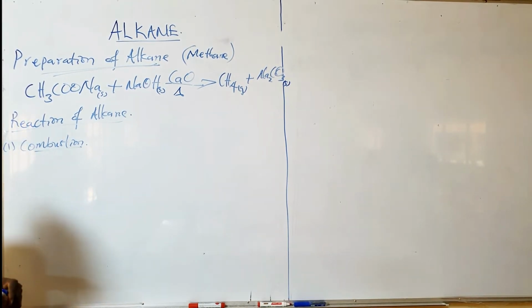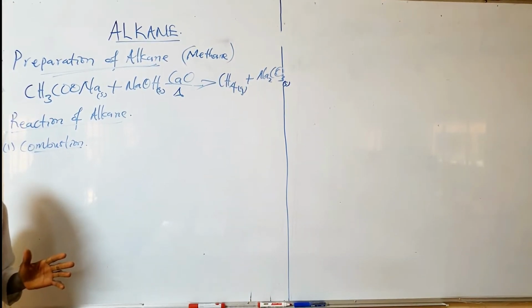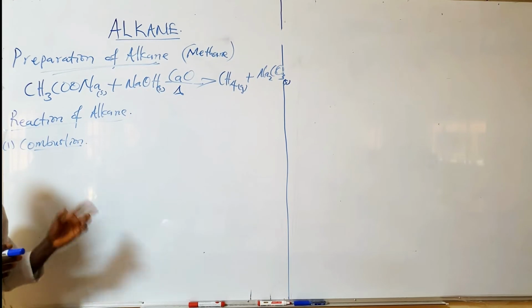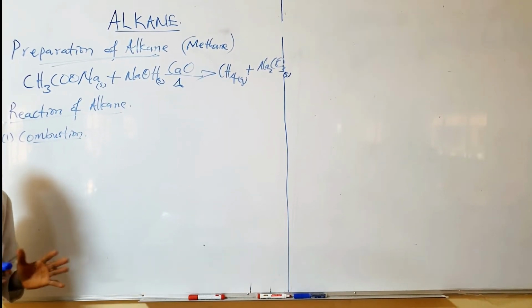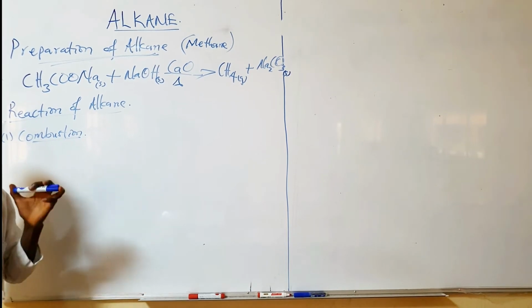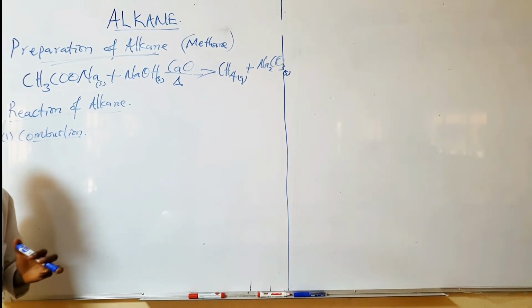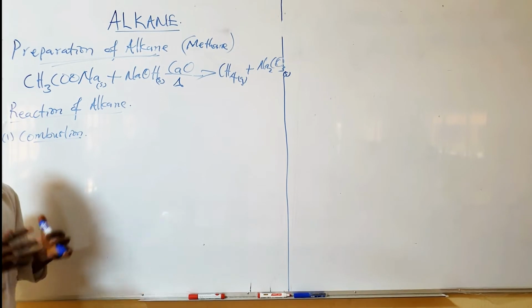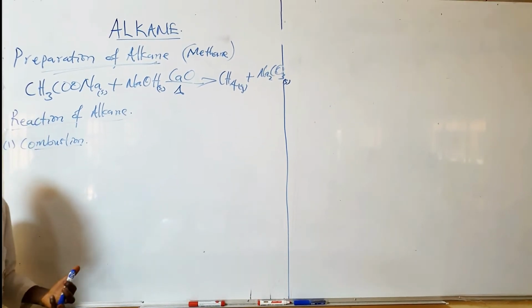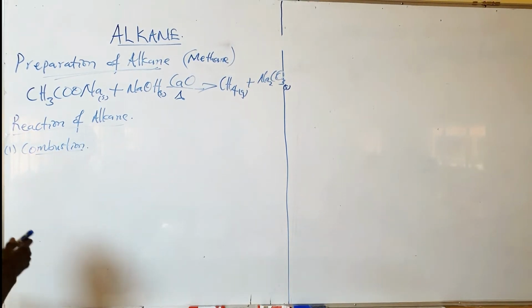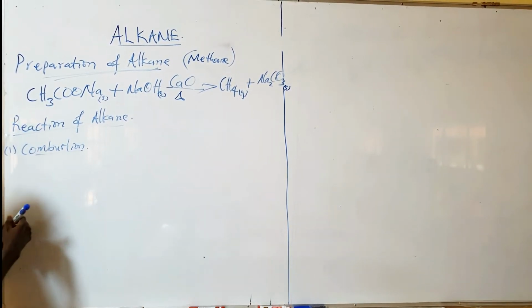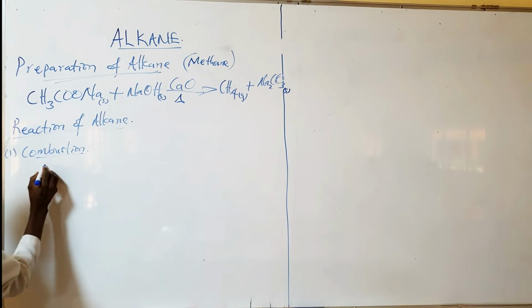Generally, all alkanes will undergo combustion depending on the quantity of oxygen available. In the presence of sufficient oxygen, carbon dioxide will be formed. In the presence of insufficient oxygen, which we call incomplete combustion, there is a possibility to get carbon monoxide or carbon, depending on the condition of the reaction. Yes, combustion of methane.